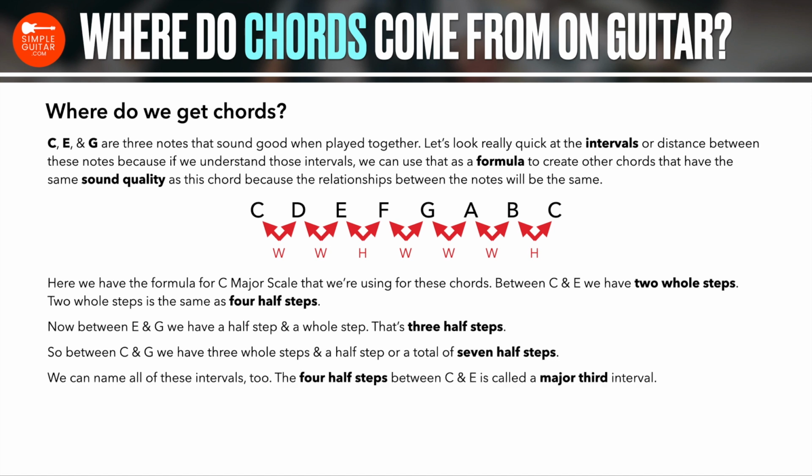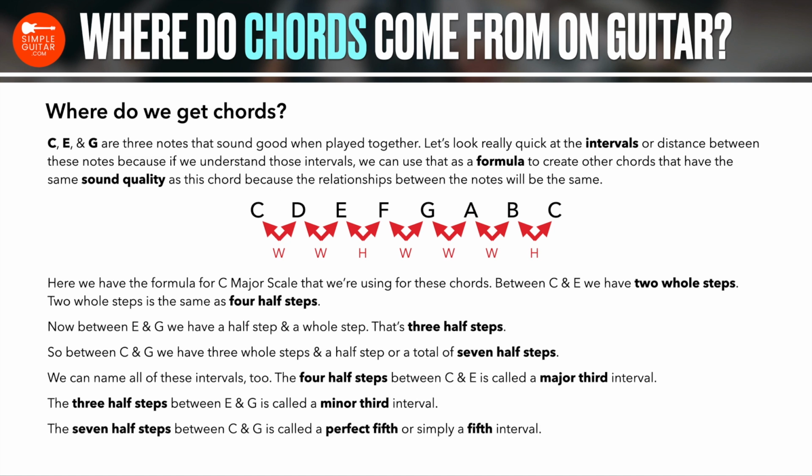So we can name all of these intervals too. So the 4 half steps between C and E is called a major third interval. That's just what it's named. If you learn that name and you know if it's a major third, it's 4 half steps. Piece of cake. The 3 half steps between E and G is called a minor third interval. So same thing, you just got to learn the name and know that a minor third is 3 half steps. The 7 half steps between C and G is called a perfect fifth, or simply a fifth interval.